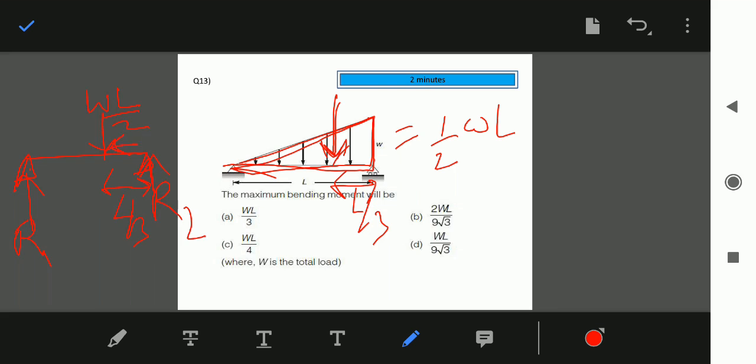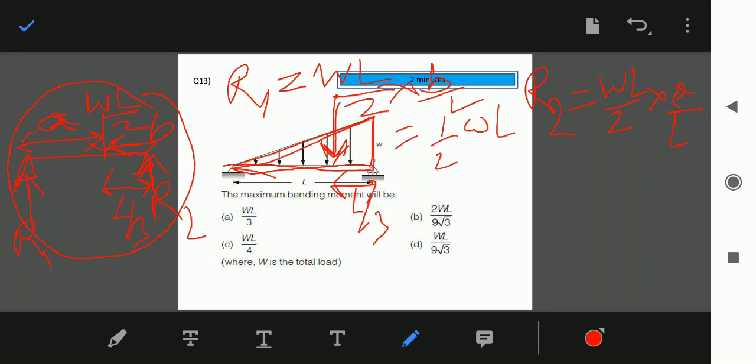So directly we can say, if this distance is A and this distance is B, R1 is given out to be WL by 2 into B by L, okay, and R2 is given out to be WL by 2 into A by L. So this is the formula you have to remember for a simply supported beam with a point load, for finding the reaction.